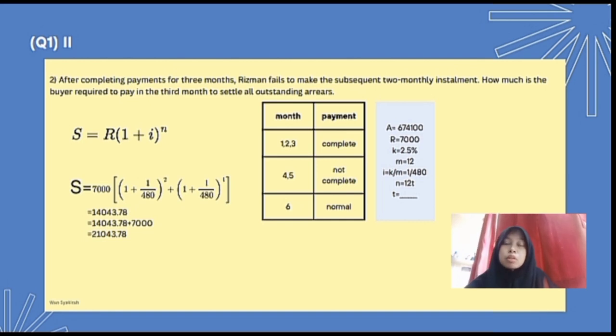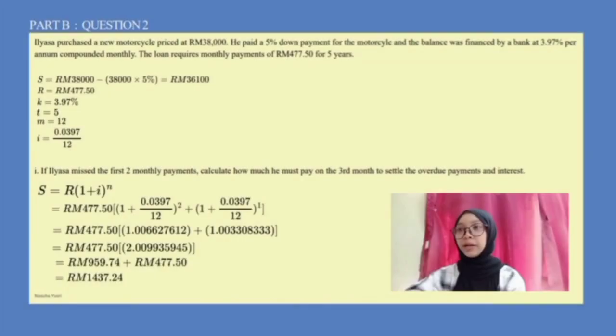So the formula we use is S equal to R bracket 1 plus I bracket power n. S equal to 7,000 bracket 1 plus 1 over 480 bracket power 2 plus bracket 1 plus 1 over 480 bracket power 1 bracket. And we get 14043.78. 14043.78 plus 7,000 and the final answer is 21043.78.